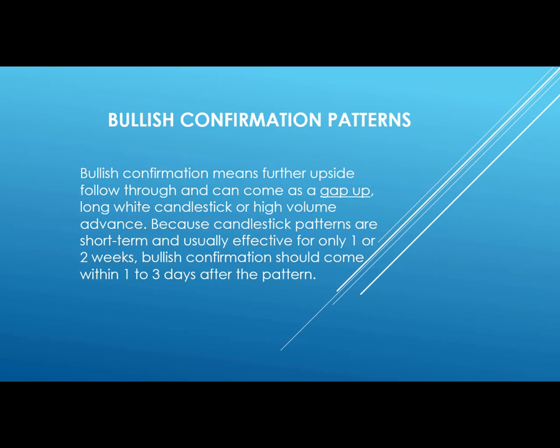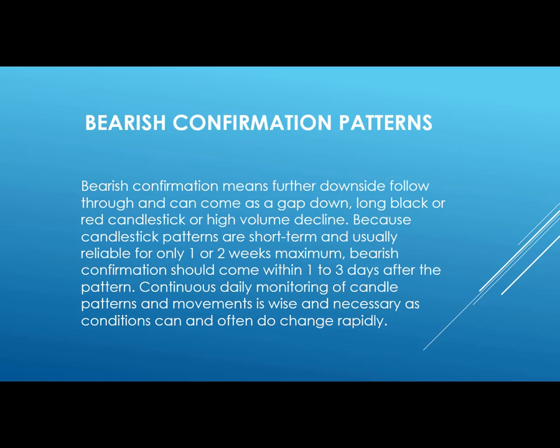So we'll take a look at some patterns, but then we'll want to see bullish or bearish confirmation depending on what we're looking at. So the same thing applies to bearish confirmation. Bearish confirmation means further downside follow-through and can come as a gap down, long black or red candlestick, or high volume decline. This could be the opposite color from the bullish candlestick that you may be looking at. Because candlestick patterns are short-term and usually reliable for only 1 or 2 weeks maximum, bearish confirmation should come within 1 to 3 days after the pattern.